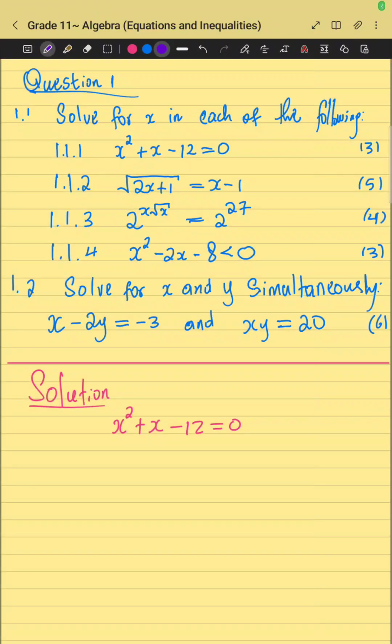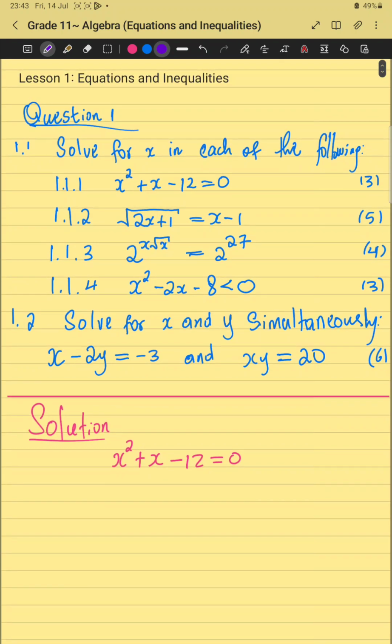Hello everyone, in this lesson we'll be looking at algebra. In algebra we'll be solving equations and inequalities. Now let's take a look at the first one.